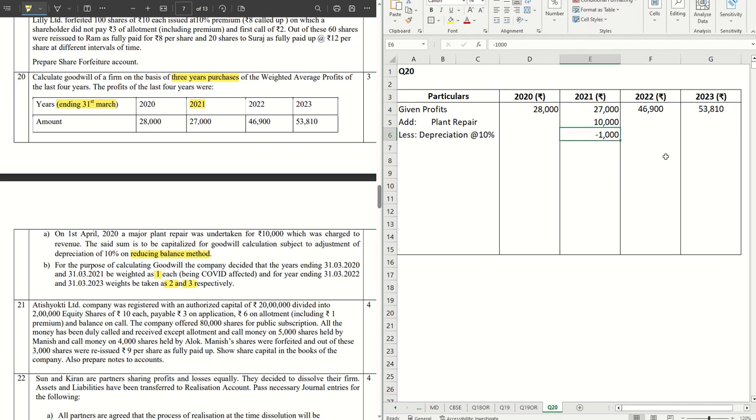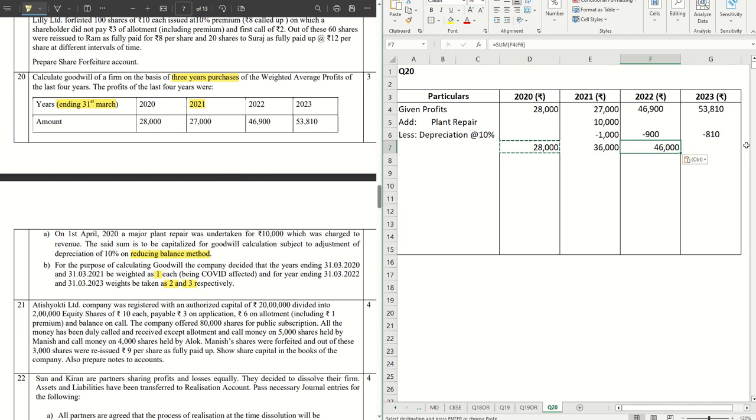Now, since this is reducing balance method, for the next year, the value of this plant becomes 9,000. And that's why for the second year, the depreciation will be 10% of 9,000, that becomes 900, right? Again, after you have deducted 900 from 9,000, you get 8,100. For the third year, depreciation will be calculated on 8,100. So 10% of that is 810, right? So these are the adjustments that we had. Now let's do the calculation.